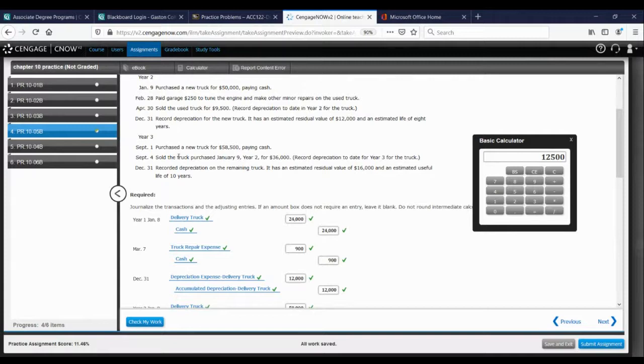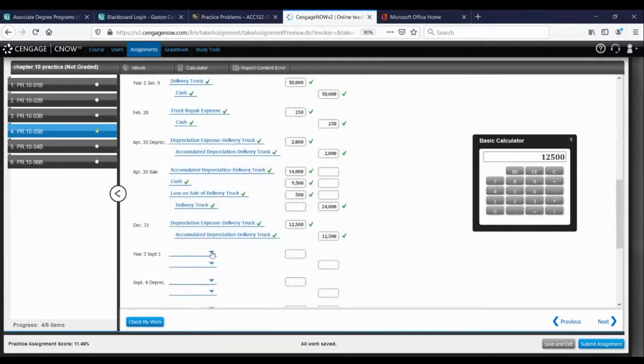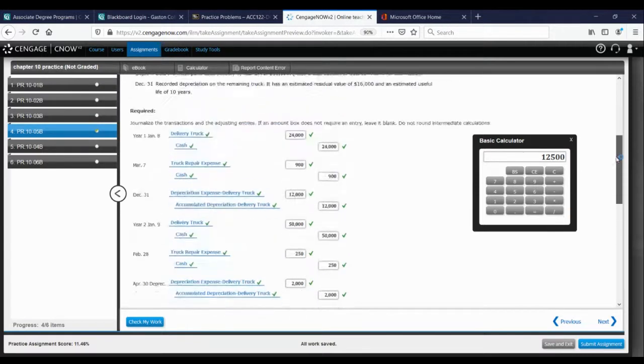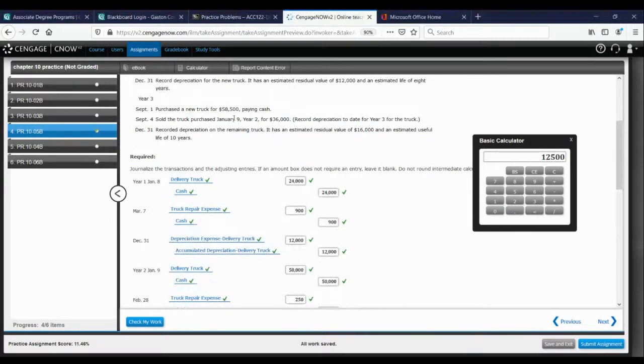The last year, we purchased yet another truck, another new truck for $58,500, and we paid cash for it. So we now have two trucks available to us. We're going to debit our delivery truck and credit our cash for what it cost us. It cost us $58,500.